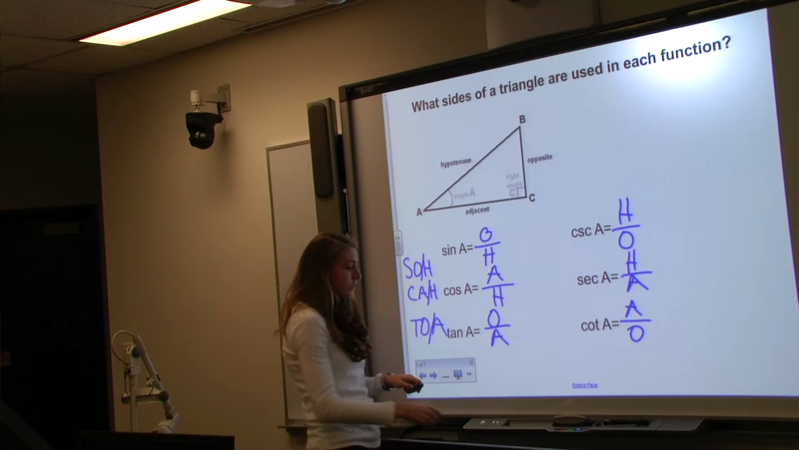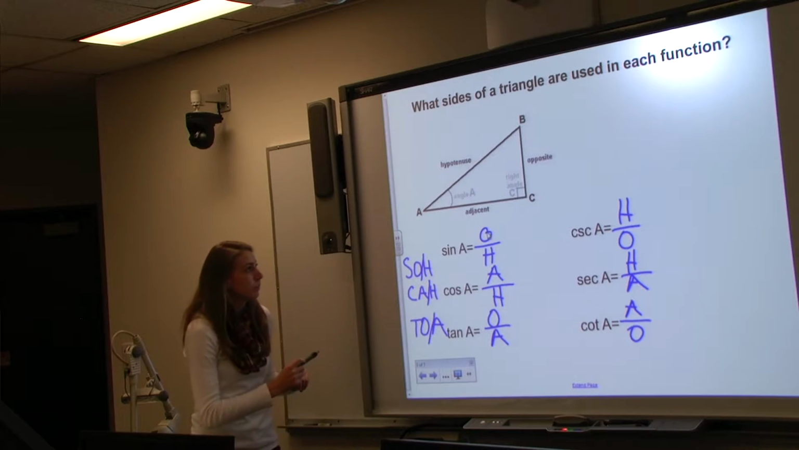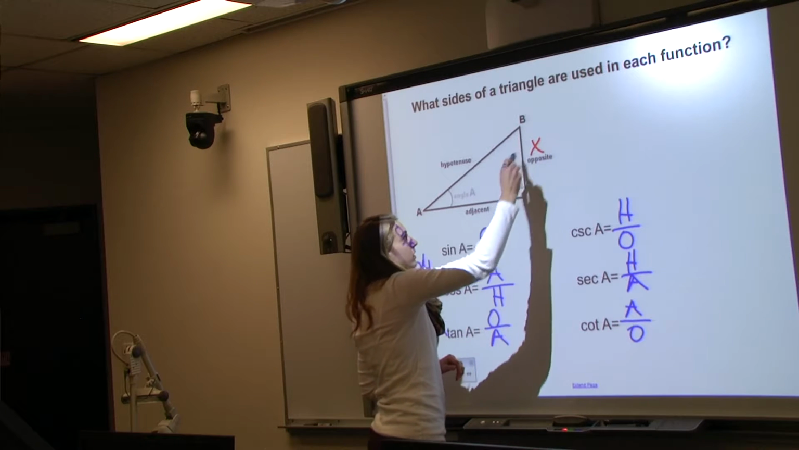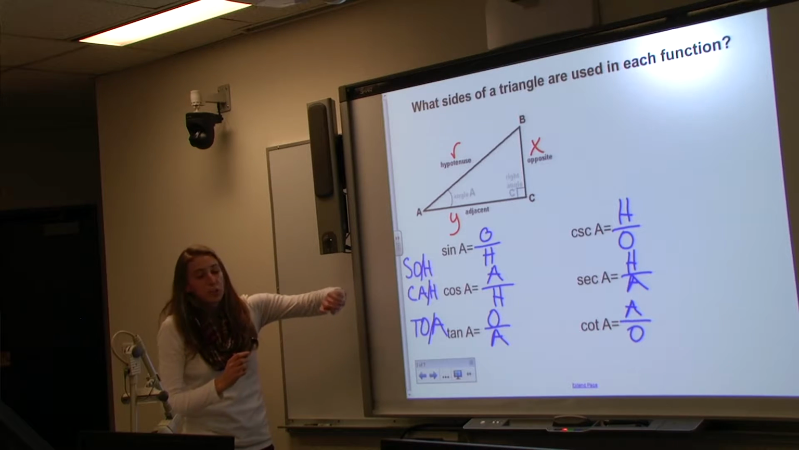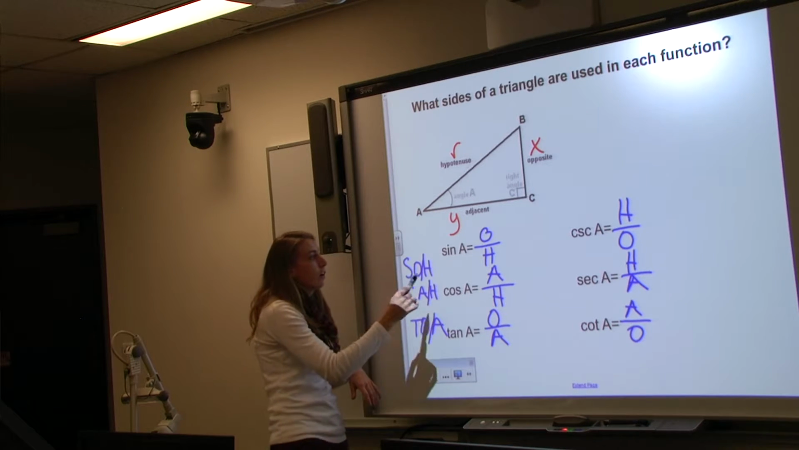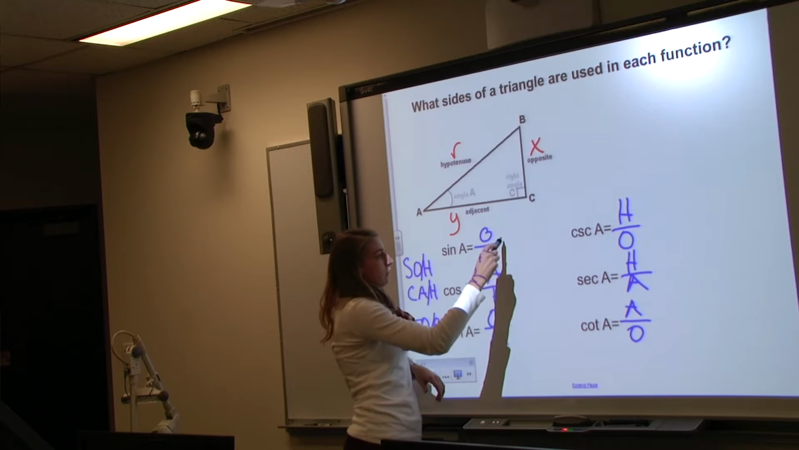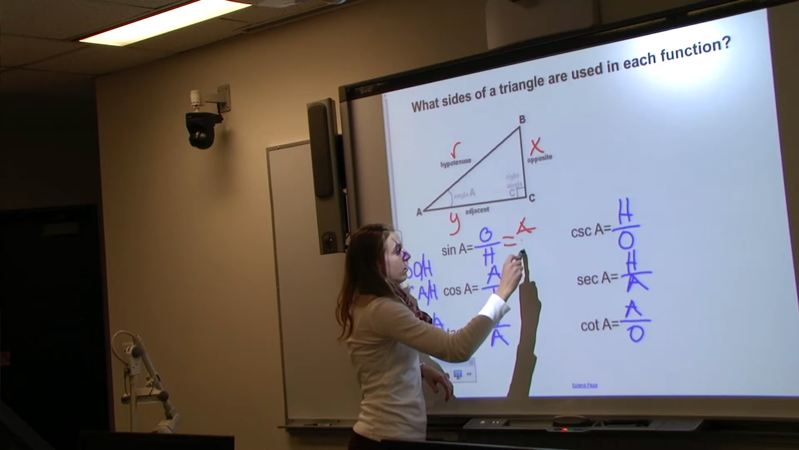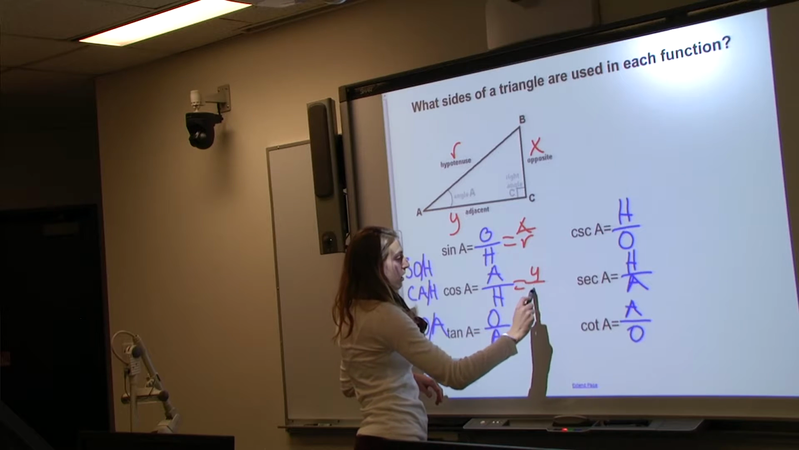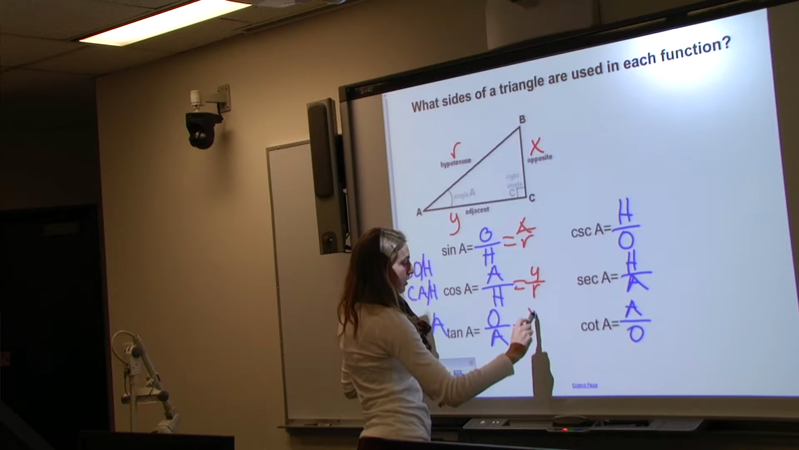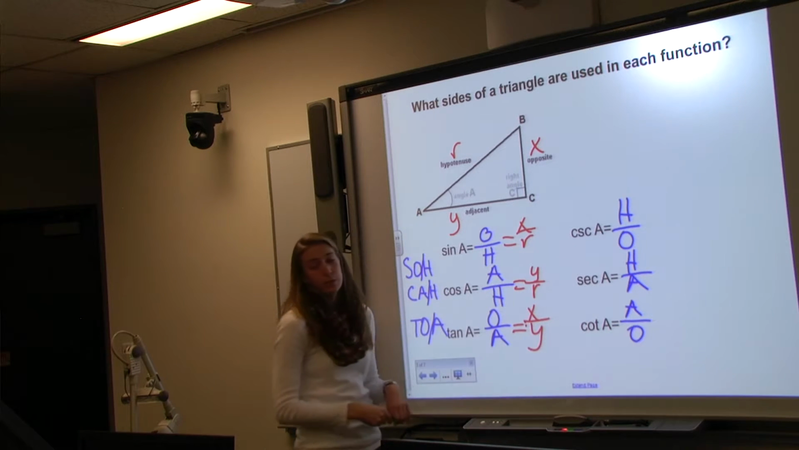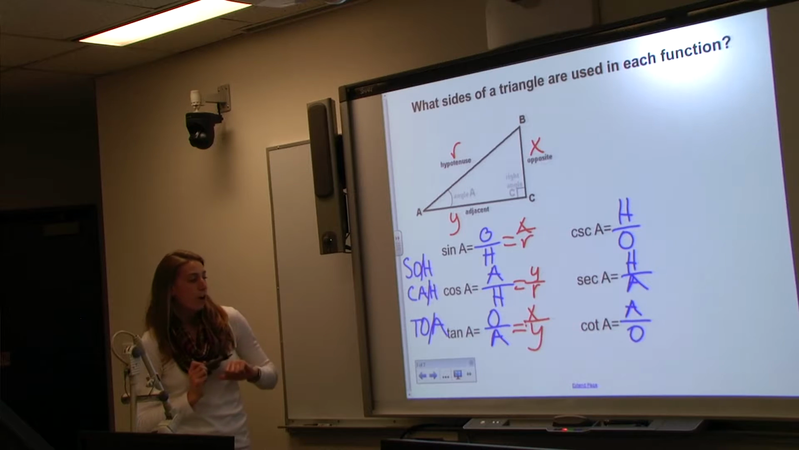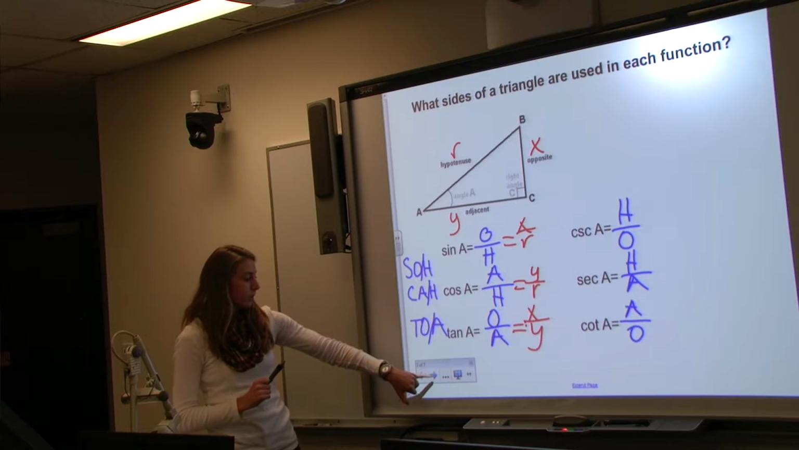Sometimes you might see this labeled as X, Y, and R. Those are just variable replacements for O, H, and A. So this would be X over R, Y over R, X over Y, and then those would be flipped as well. I know that's how our textbook has written it a few times. So don't be scared when you see those letters.